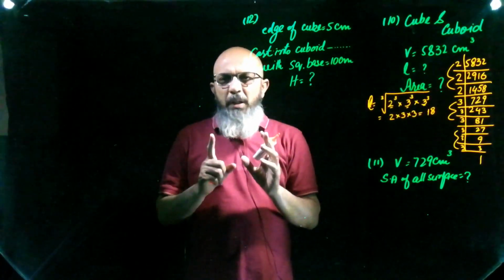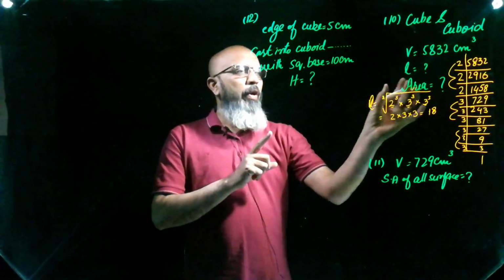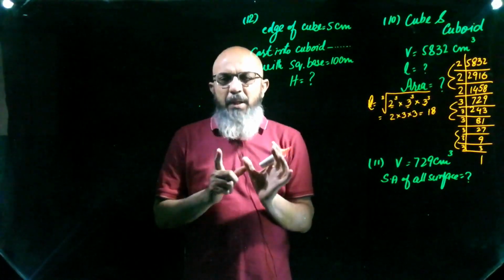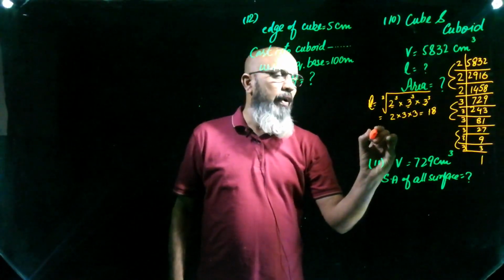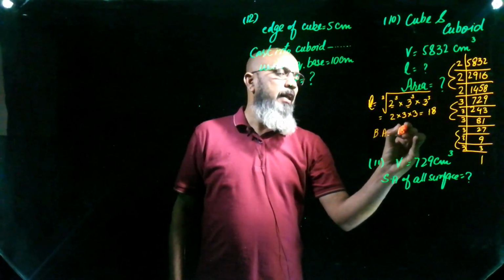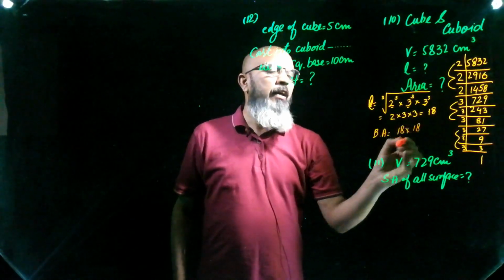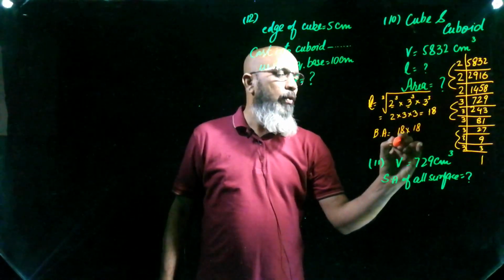And cube means the length, width and height are the same. So when we are going to find the base area, it means simply length into length. So you can find here the base area, that is 18 multiplied by 18. So what do you get, 18 multiplied by 18, that is 324.